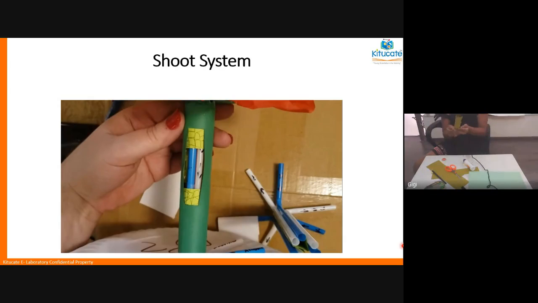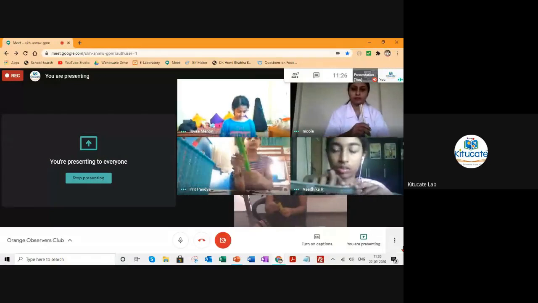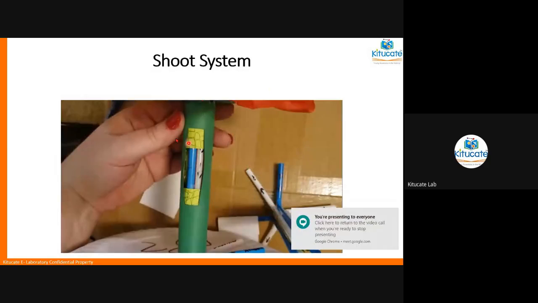Ma'am, I've made the cube. I made straw rolls. Very good. Now see the screen and cut out a small window at the center of your length. Not exact center, but a little bit.